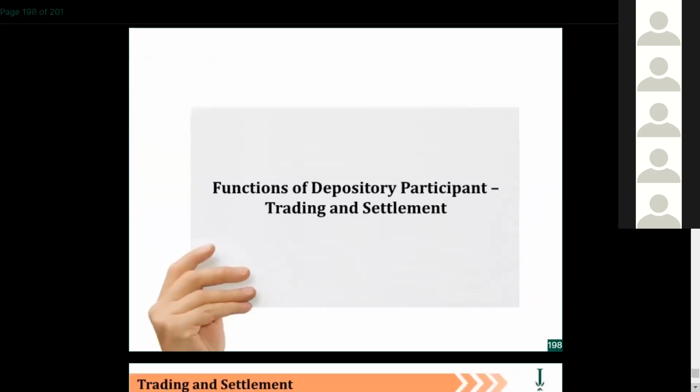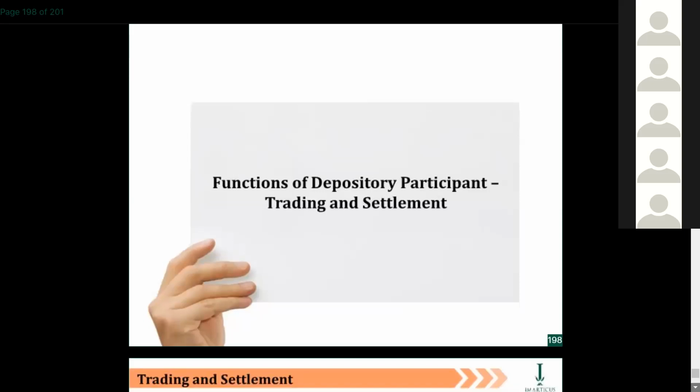Now let us see how trading and settlement happen. Trading is actually buying and selling, but the transaction is not complete until the securities are transferred from the seller to the buyer's account, and the funds move from the buyer's account to the seller's account.